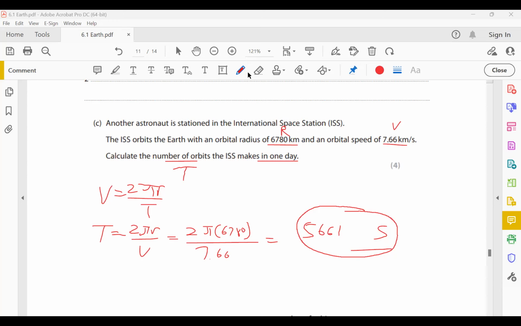It's 5561. So this is the total time taken to complete one orbit. And one day can have how many orbits? One day is how many seconds? How do I change it into seconds?